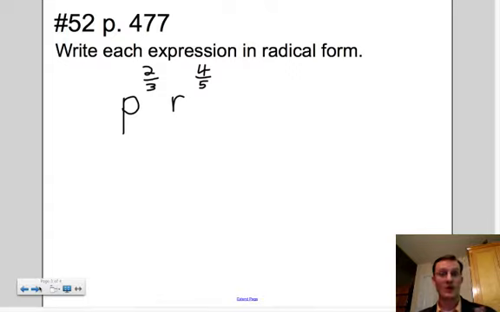Now we're going to go one direction this time. We're going to be doing from the rational exponent form into radical form. So let's look at this example. If we just have these bases, P and R, these variable bases, remember the P and the R are the bases, and these are the exponents. These are rational or fractional exponents, and we want to transfer this into radical form.